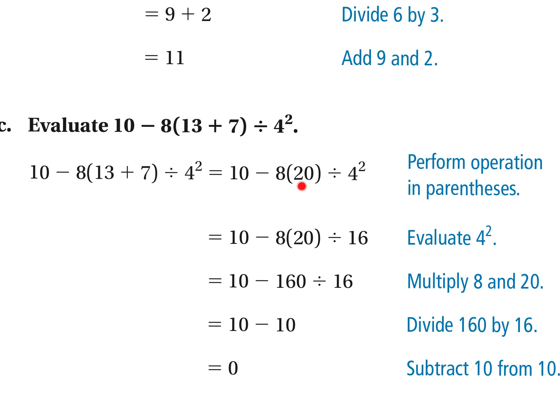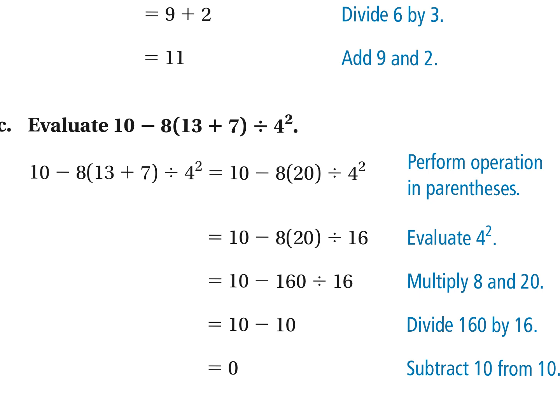Guys, look, notice this. This is not an operation. I can't do anything inside these parentheses. This is just showing multiplication here. A lot of times students get confused and they think they need to do this first because of the parentheses. What this is showing is just straight up multiplication, 8 times 20. So I would do 4 squared to get 16. Now I'm left with 10 minus 8 times 20 divided by 16. I need to multiply next, which is 160. Then I divide by 16 to get 10, and then 10 minus 10 is 0.